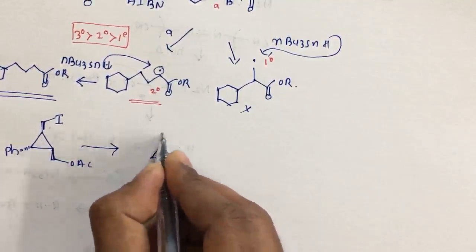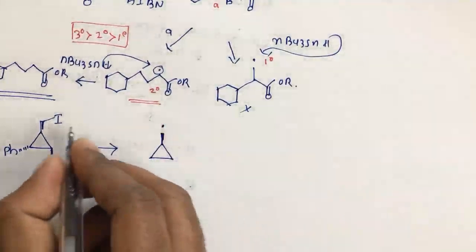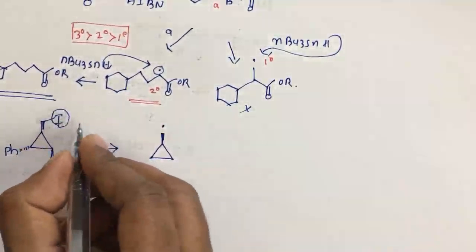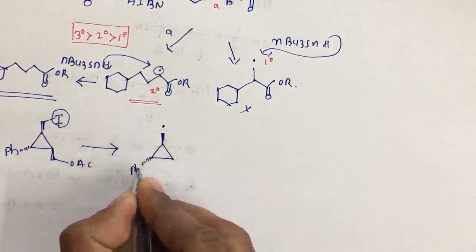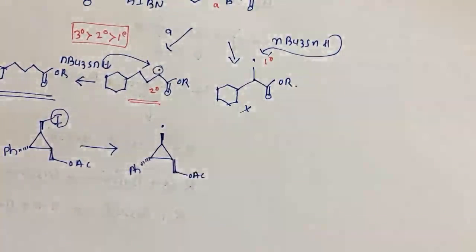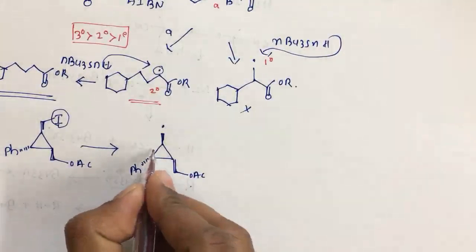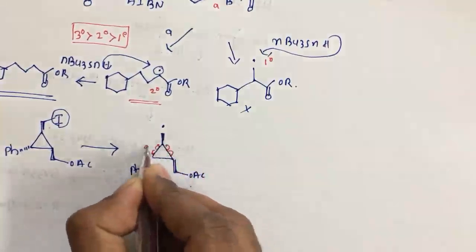So initially we have a free radical here after iodine is abstracted by the n-butyl stannous hydride. So here Ph, here OAc. Now there are two possibilities. This ring can break like this, or this can also break. Imagine this is A, this is B.